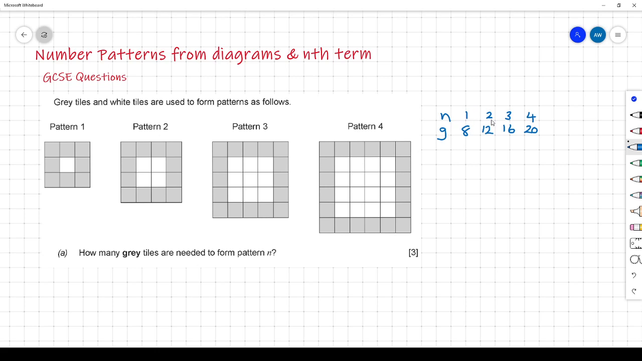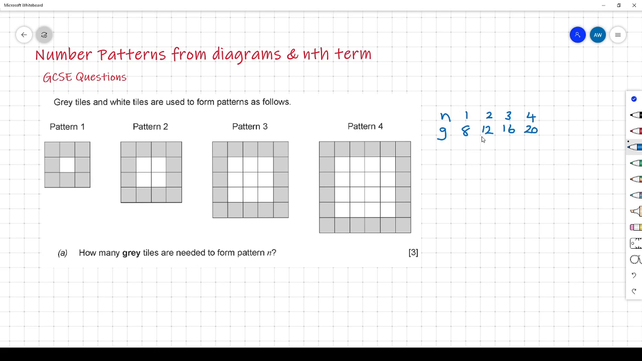Okay, so this table represents the number of grey tiles for each pattern. The first pattern, the second pattern, the third pattern, the fourth pattern, which is basically our position number. And if you look, it's just a standard linear sequence. So what we need to do now is work out the nth term formula for that number pattern that we've got there, just like you've done before.